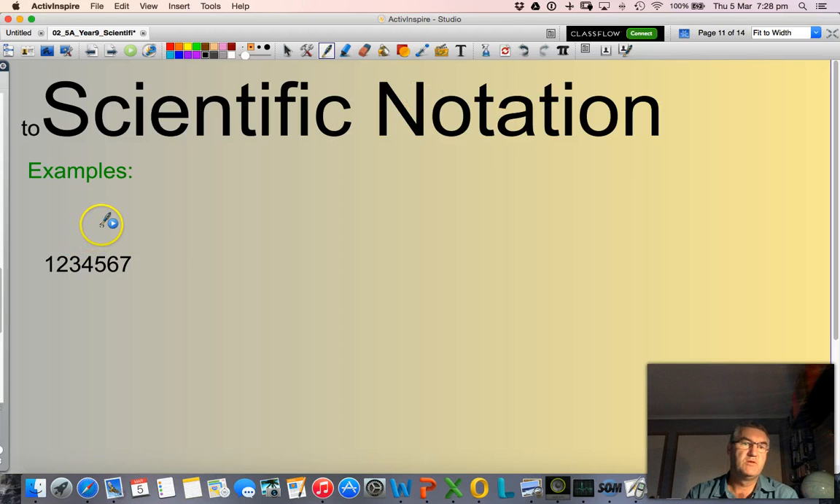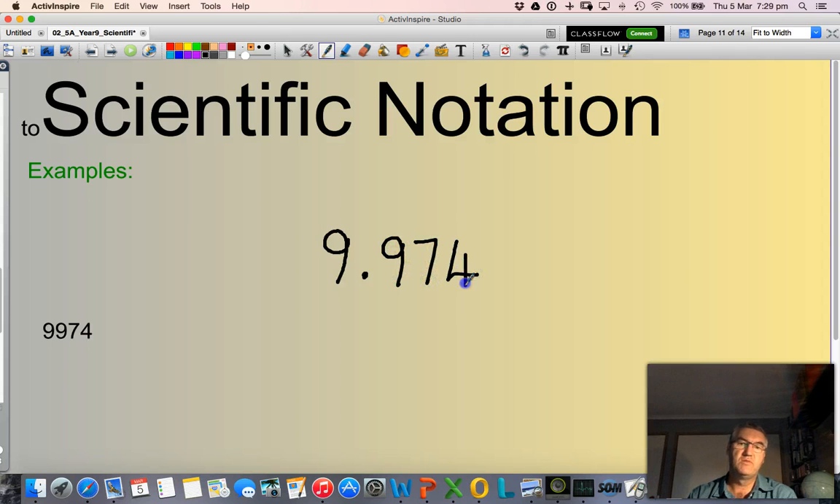So this time the number is 9974. So write it as 9.974 by 10 to the power of something. Now, again, we know it's a positive power because the number is greater than 1. Now, next thing, how many spots do I need to move my decimal point across to get back to my original number? 1, 2, 3. So that will be to the power of 3. Right, let's move to the next one.